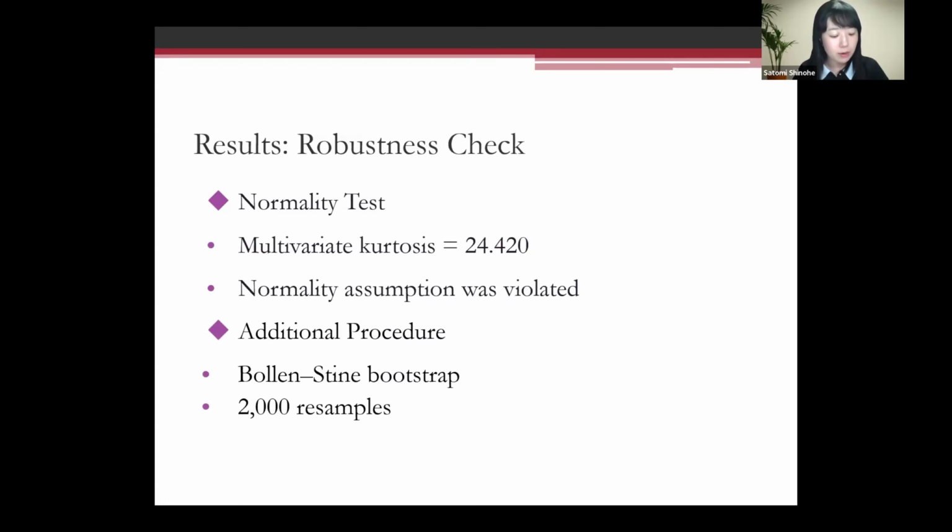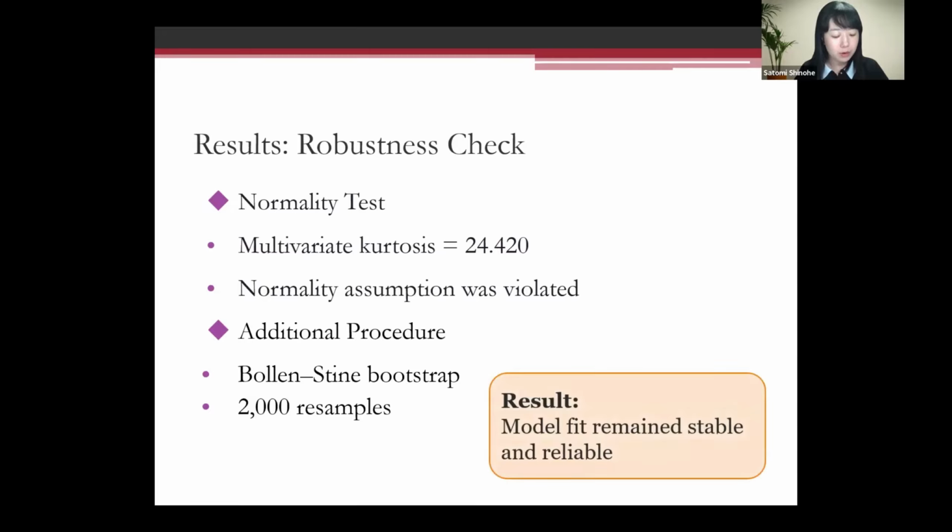And because the multivariate kurtosis was 24.42, the assumption of normality was violated. So to address this issue, I conducted a bootstrap analysis with 2,000 samples. The results showed that the model fit remained stable and reliable. This suggests that the findings are robust despite the non-normal distribution of the data.